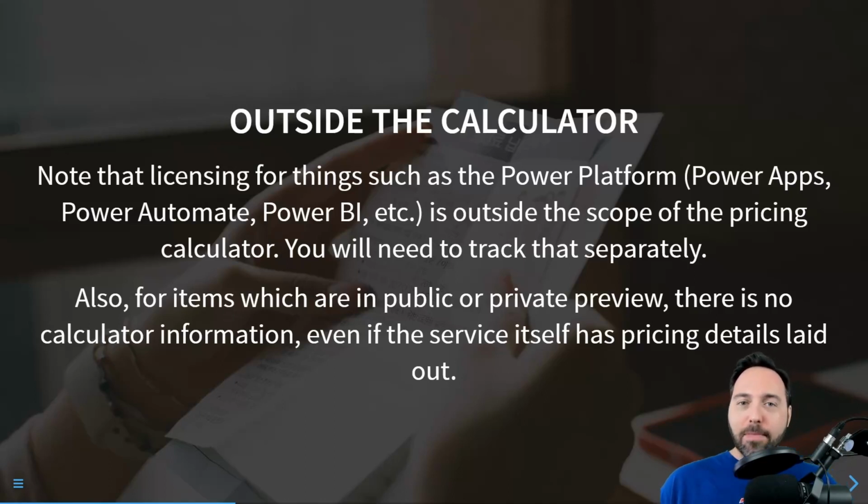Also, for any item that is in a private or a public preview, you will not be able to see it in the pricing calculator. When services are near GA, they eventually announce, hey, here's what the pricing schedule is going to look like when we go GA. While they're in preview, you don't have to pay for them. Once they become generally available, then you have to pay for them. And usually about a month or so before they become GA, there's a blog post that gets released that says, this is how much things are going to cost. You might even see it on the sales page for a product.